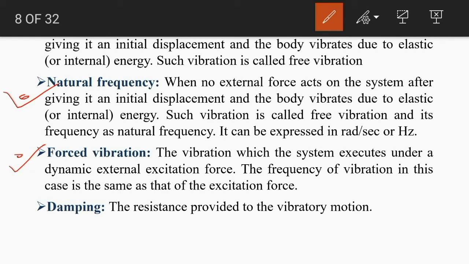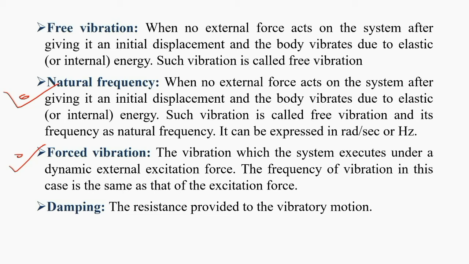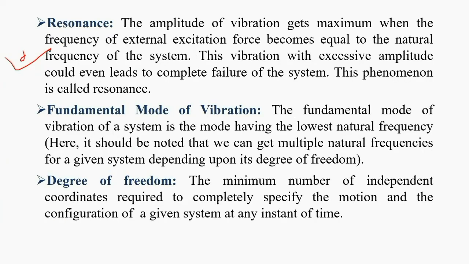Okay, next one, that is damping. Damping is nothing but the resistance provided to the vibratory motion. It means damping is going to provide resistance to the vibratory motion. By providing damping, we can control the amplitude of vibration. Okay, next one, resonance. This is the most important phenomenon which has to be avoided while designing any vibratory system.